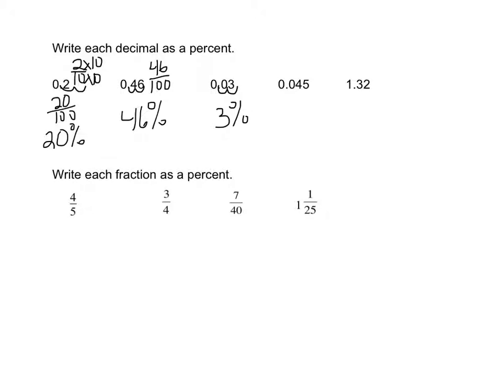So why don't you go ahead and pause the video and try the next two on your own. On our next one, 0.045, I'm going to move it 1, 2, so our decimal point is actually going to go between the 4 and the 5. So this would be 4.5%. And for the 1.32, I move it over 2 spots, it becomes 132%.